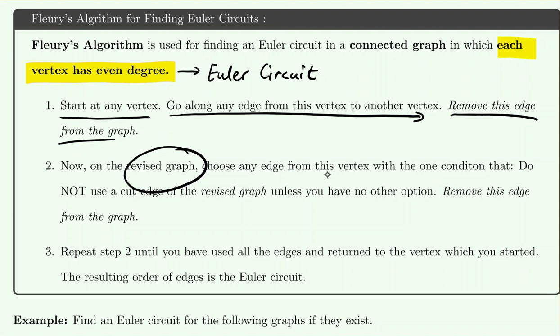Now you choose any edge from this vertex with the condition that you do not use a cut edge. So this is the definition we just reviewed of the revised graph. So the idea is in this new graph, you can choose to go any direction so long as doing so doesn't separate the graph completely. Okay. You remove this edge from the graph, and then you just complete the process until you have used all the edges and returned back to where you started. Let's see this in work in our next example.